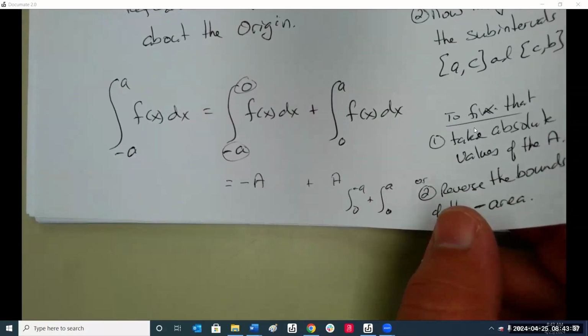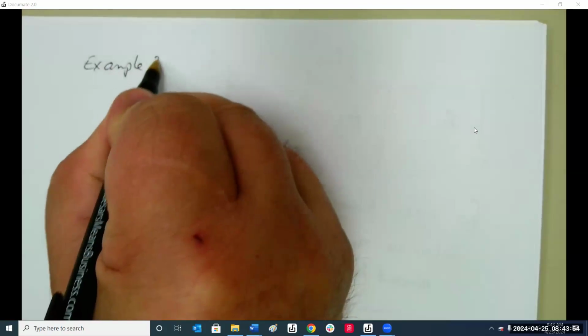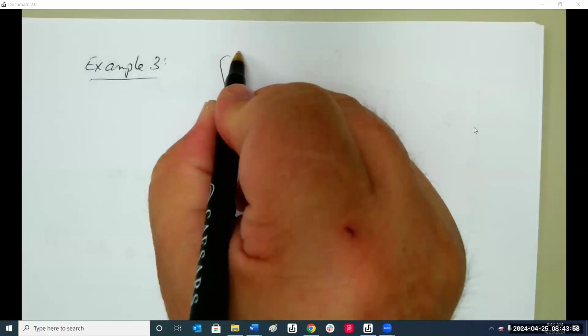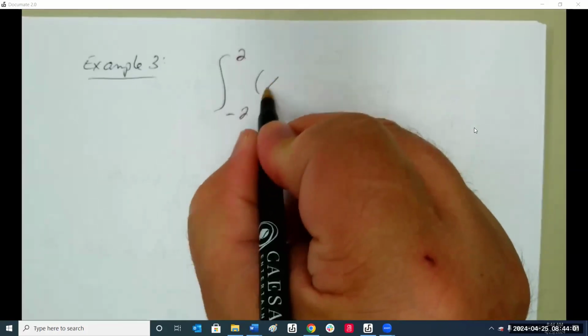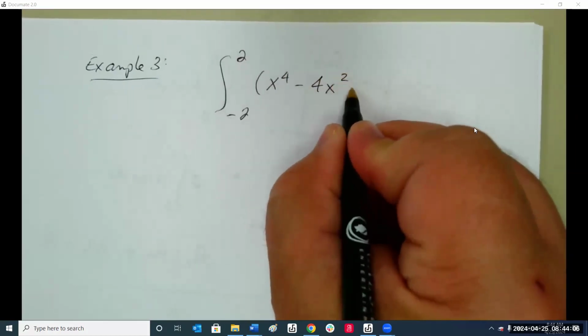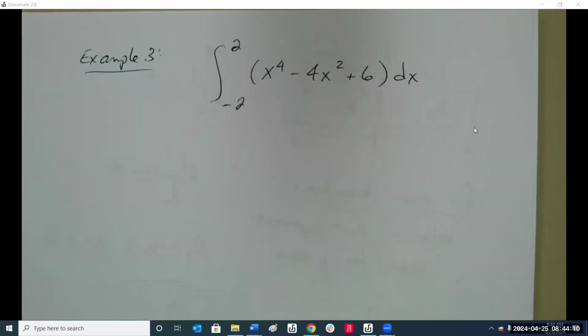So our next example. We have our integral from -2 to 2 of x to the 4th minus 4x squared plus 6 dx.